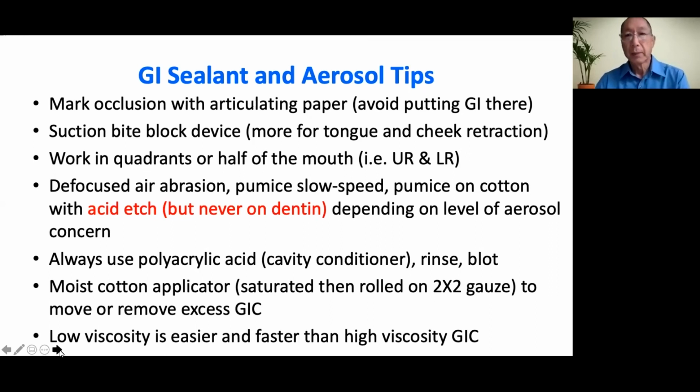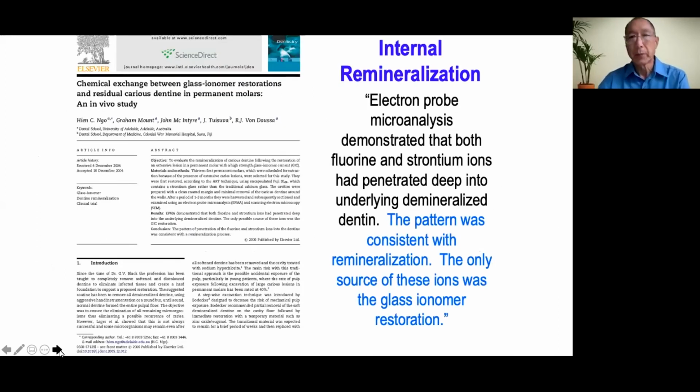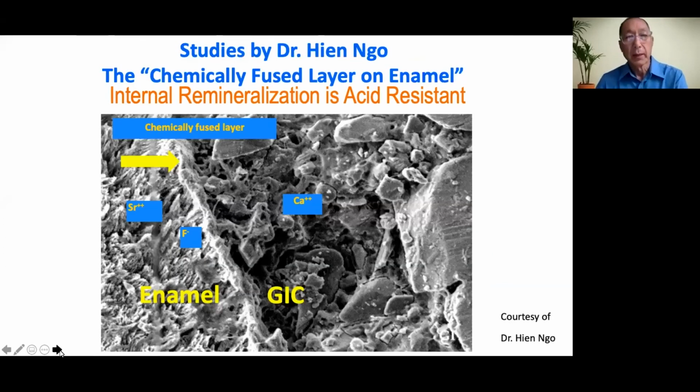Okay, back to Hien, your famous work on electron probe microanalysis showing us that glass ionomer bonded to enamel has an impervious chemically fused layer that you see in yellow, and it won't dissolve under acid attack. So thank you for showing us that. Again, this is a slide. He bonded glass ionomer to enamel, sectioned it, and removed the smear layer with phosphoric acid, which dissolved the enamel and the glass ionomer, but not the chemically fused layer. This layer we anticipate is fluorapatite, and that's why it didn't dissolve.